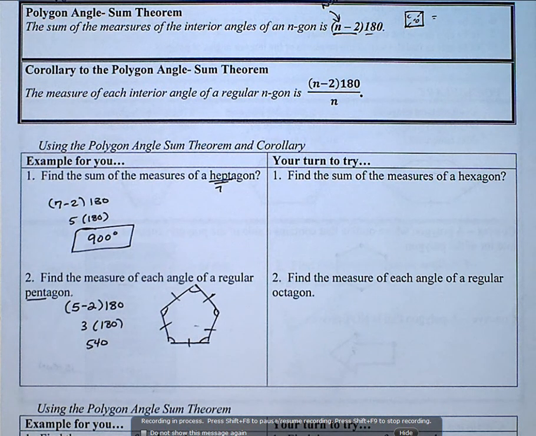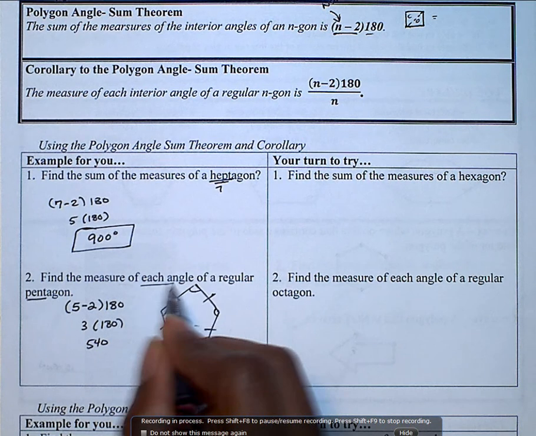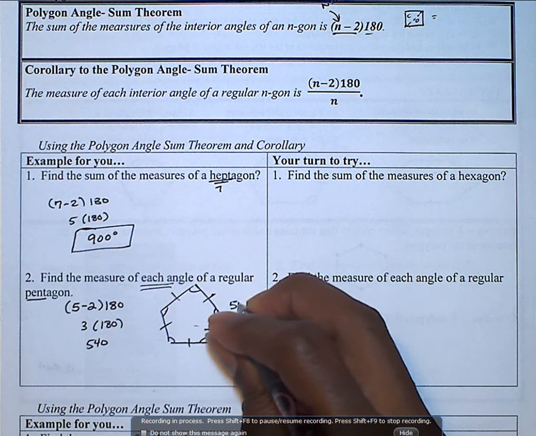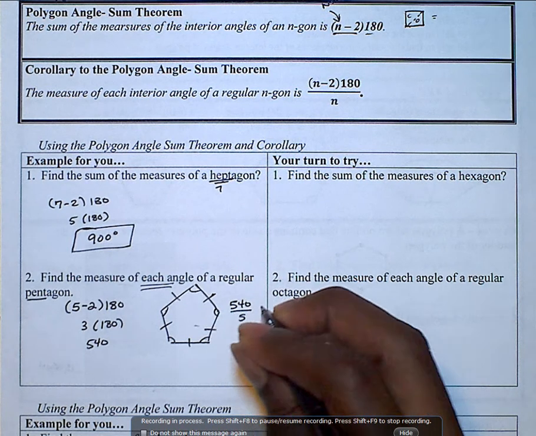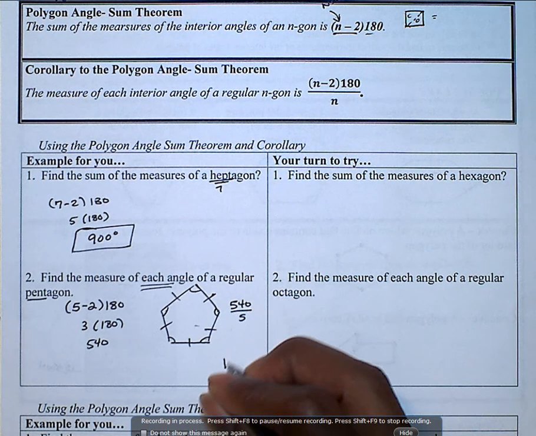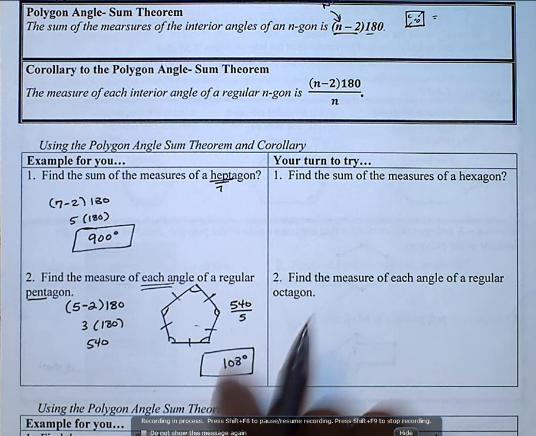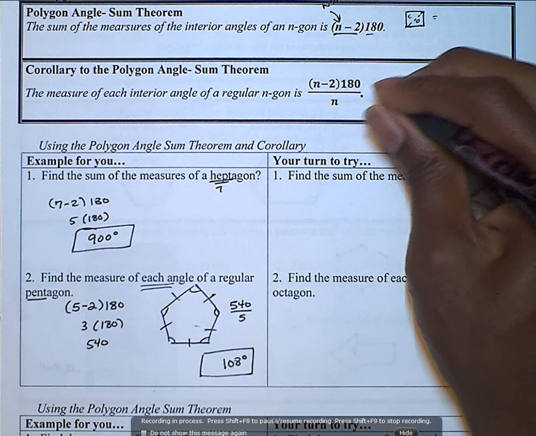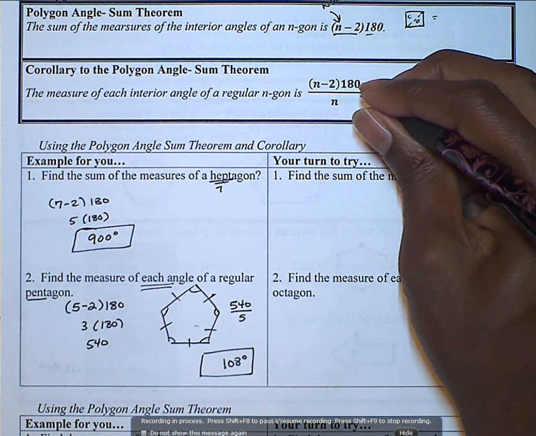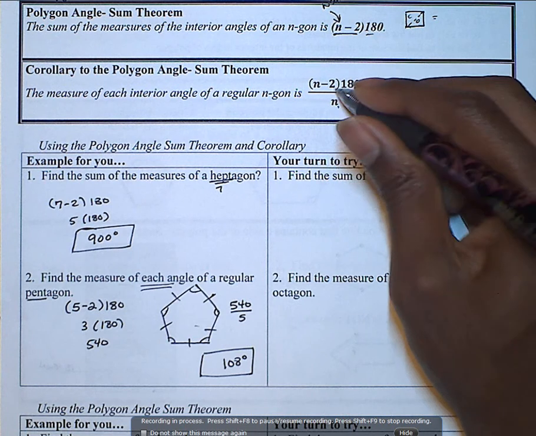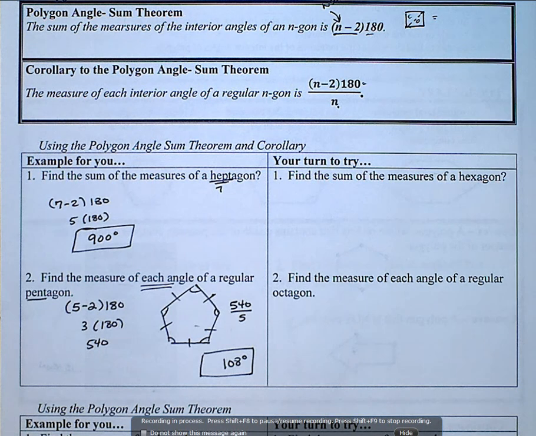And so if I want to find the measure of each angle, I'm going to say, well, that's 540 divided by 5, which is 108. The measure of each angle is going to be 108 degrees. And that's what our corollary says. You can find the sum of all the angles and divide it by the number of angles. In this case, the number of angles is always going to be equal to the number of sides. Just works out that way.